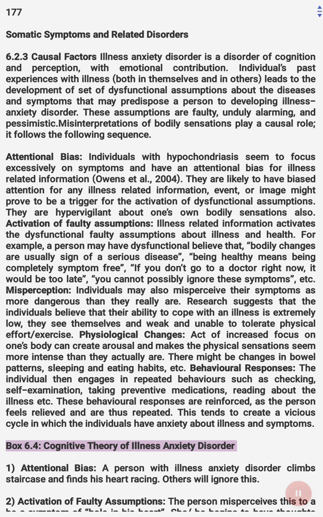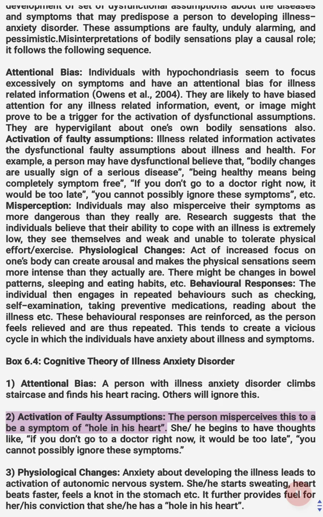1. Attentional bias. A person with illness anxiety disorder climbs a staircase and finds his heart racing. Others will ignore this. 2. Activation of faulty assumptions. The person misperceives this to be a symptom of a hole in his heart. He begins to have thoughts like, if you don't go to a doctor right now, it would be too late. You cannot possibly ignore these symptoms.